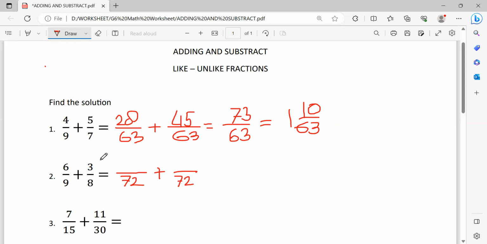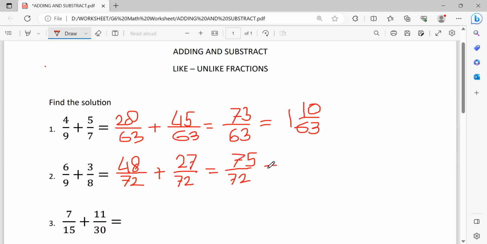Next, 72 divided by 9 equals 8. 8 times 6 equals 48. Okay. 72 divided by 8 equals 9. 9 times 3 equals 27. Okay, 72 is the denominator. Now 8 plus 7 is 15. So 4 plus 2 equals 6. 6 plus 1 equals 7.